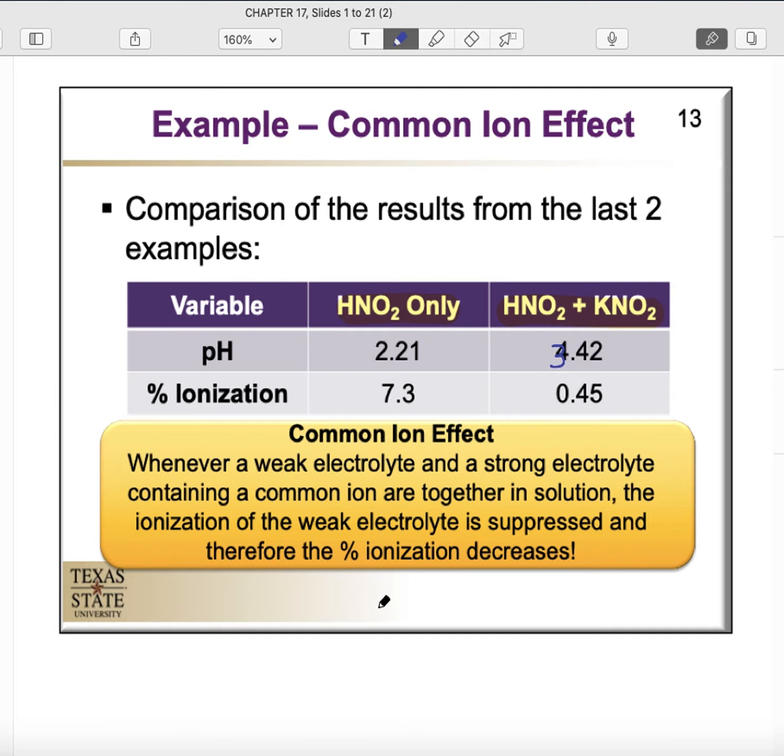And just to reiterate, the effect of a common ion is that whenever a weak electrolyte, such as a weak acid or weak base, and a strong electrolyte containing a common ion are together in solution, the ionization of the weak electrolyte will be suppressed, and therefore the percent ionization or percent dissociation is going to decrease. And that's something that I want you guys to remember well.